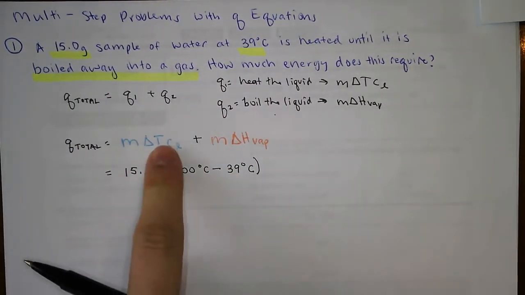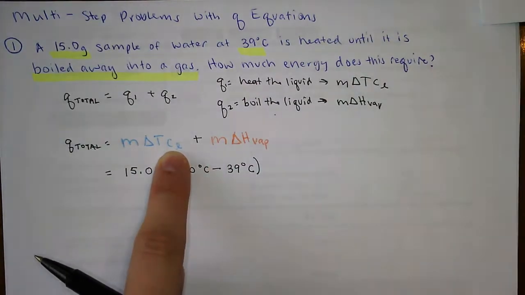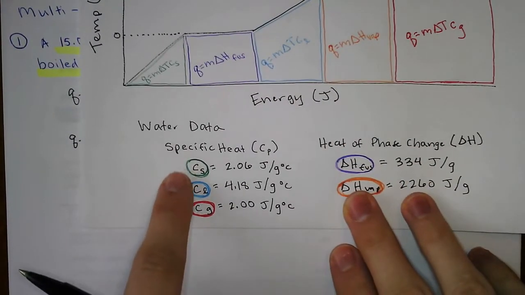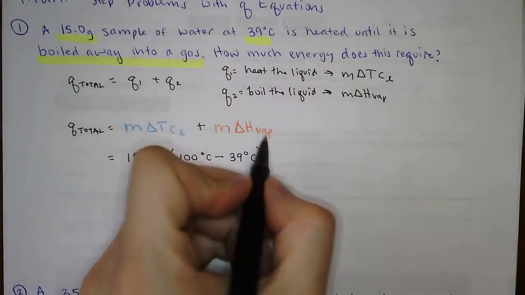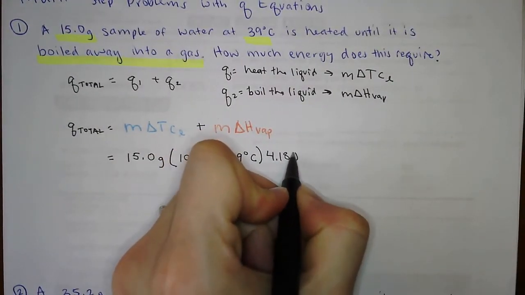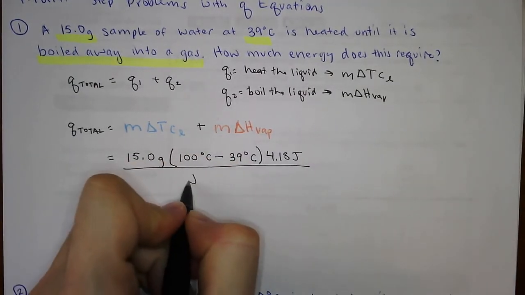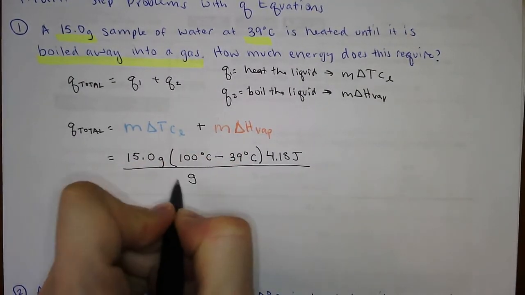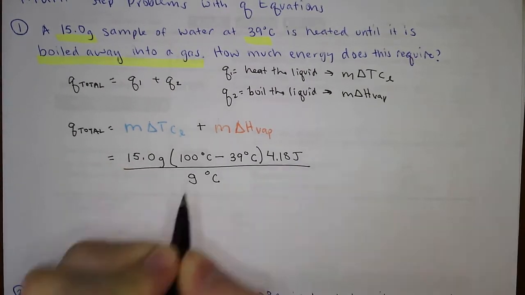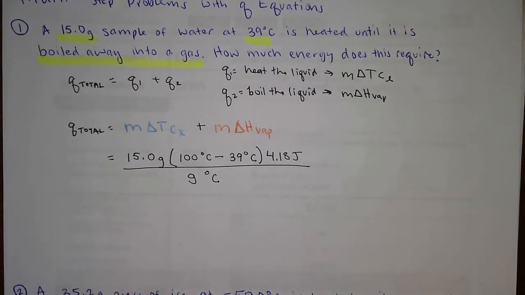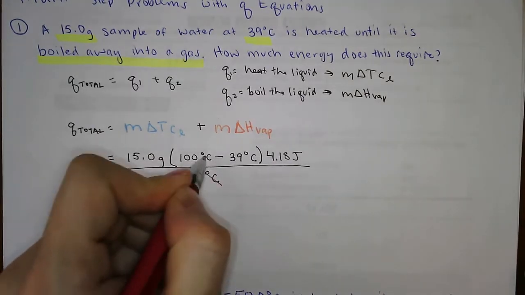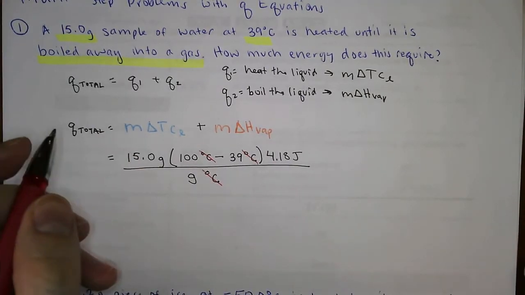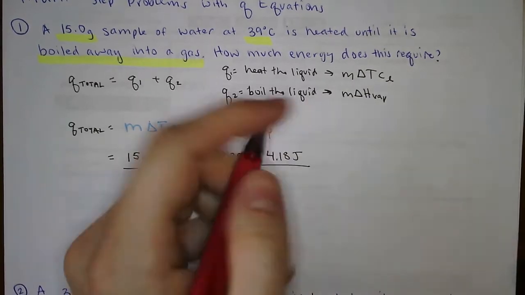Okay, so M delta T C, and then I know I need to use C_L. So I'm going to check my specific heat data right here. C_L for water is 4.18 joules per gram degree Celsius. 4.18 joules over grams. Did you see what I did there? I fixed it. I'm actually pretty proud of that. Grams degree Celsius. Okay, let's check my units. So degree Celsius minus degree Celsius is just degree Celsius divided by degree Celsius. That all goes away. And then grams goes away. I'll be left with joules, which is excellent.